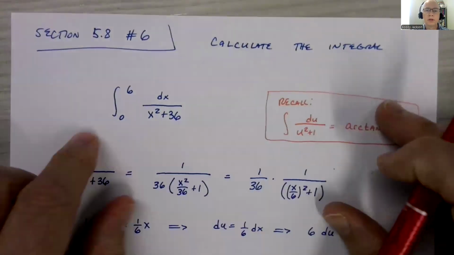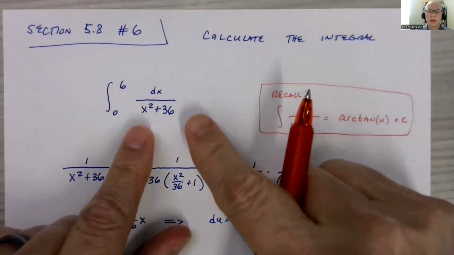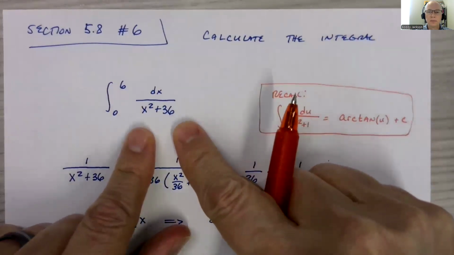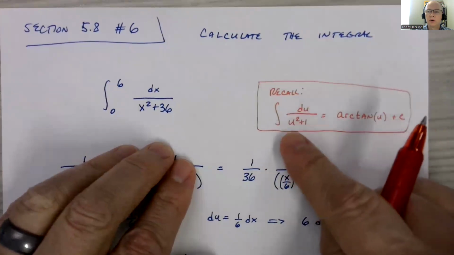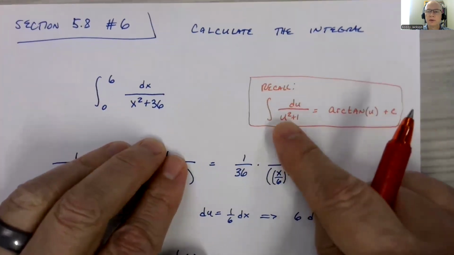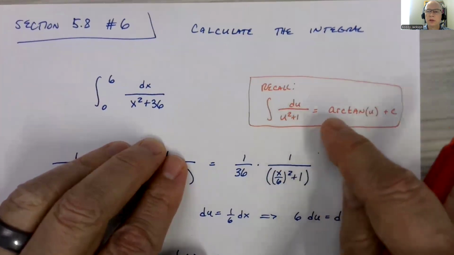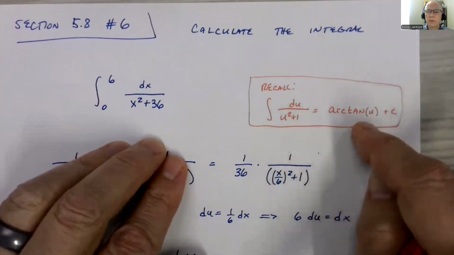Okay, let's take a look at number 6 in section 5.8. We're to calculate this definite integral. I'm going to remind you that we have this integral form from this section, right? The antiderivative of 1 over u squared plus 1 is arctangent of u. Okay, that's the antiderivative, arctangent of u.